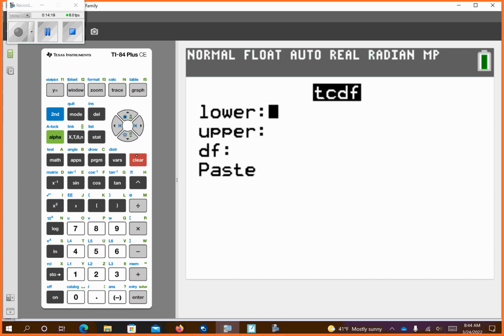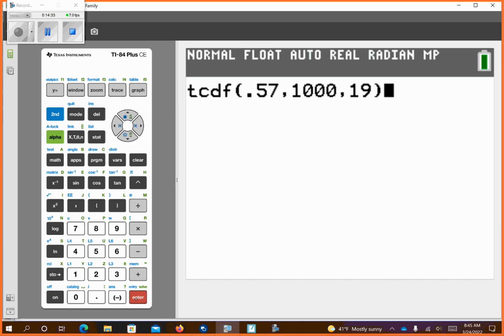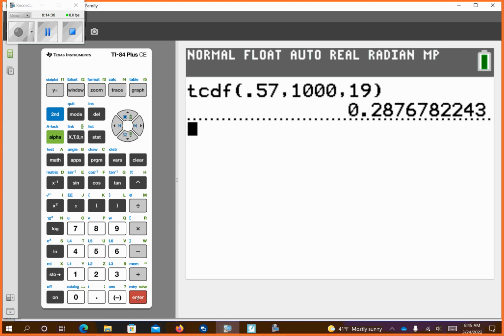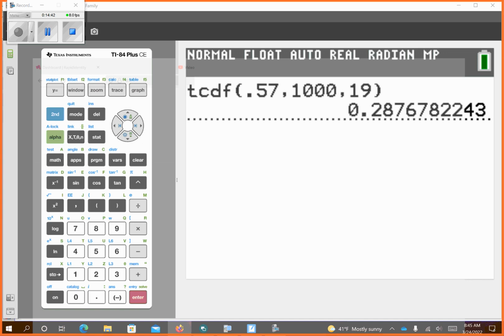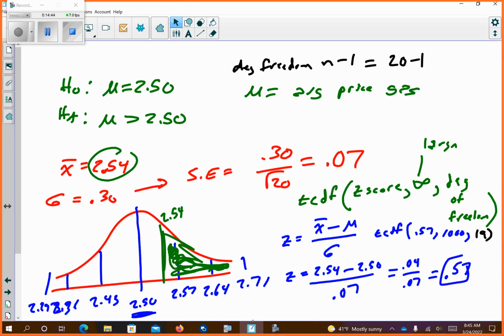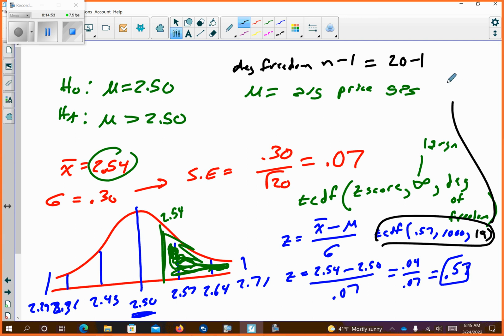So our lower we said was 0.57. Our upper was going to be big, so we'll go 1,000 or something. And our degrees of freedom would be 19. Enter. So roughly 0.29. So if I do the math on the TCDF, this right here, I'm running out of room, is roughly 0.29. That becomes our p-value.